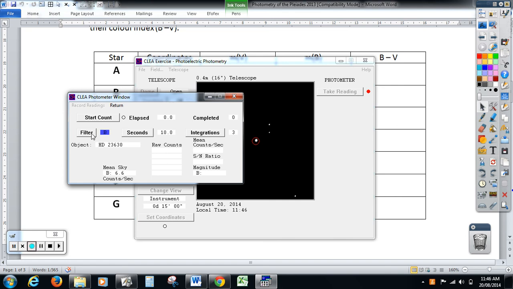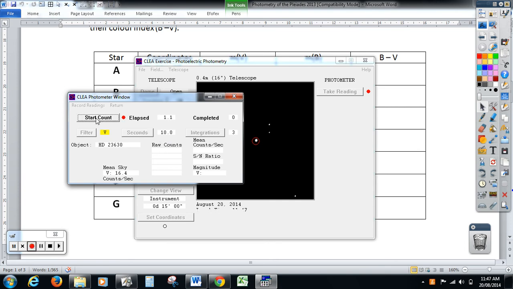Now the reading, we can change the filter from over here. There are 3 filters that this program allows us to have, and the first one we want is the visual filter, the yellow filter. Okay, notice I've already taken a corrected mean sky, that's the sky pollution. And over here is the number of times it's going to take the reading. It's going to take 3 readings, and these readings will last for 10 seconds. And what it's going to count is photons.